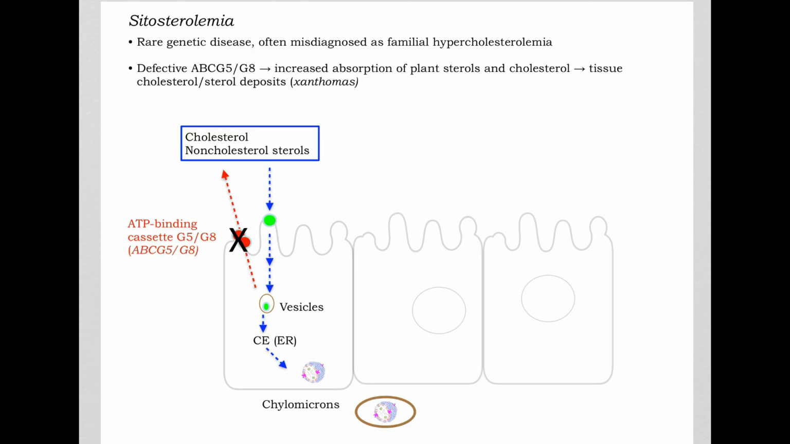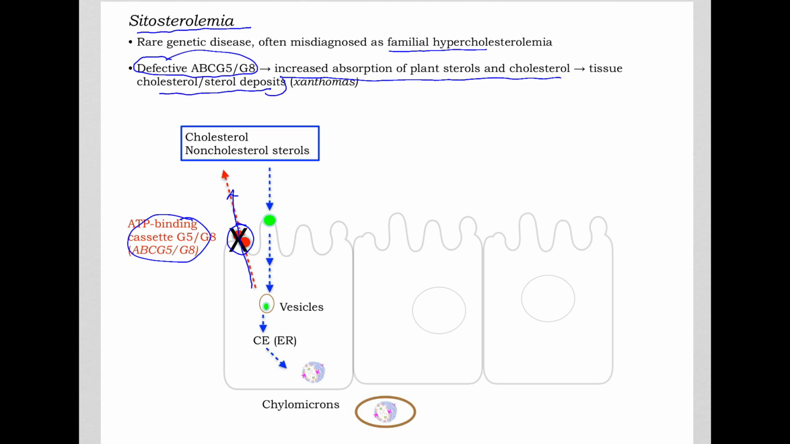So in the rare genetic disease called sitosterolemia, which is quite often misdiagnosed as familial hypercholesterolemia, these patients have defective ABCG5G8. So this protein here that is involved in TICE is defective, and therefore the excess cholesterol cannot be sent out. This leads to increased absorption of plant sterols and cholesterol, and these cholesterol and sterol chemicals deposit in various tissues, forming what we call xanthomas.